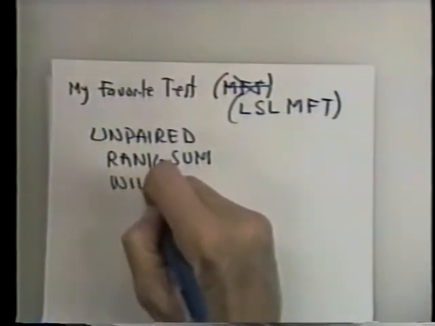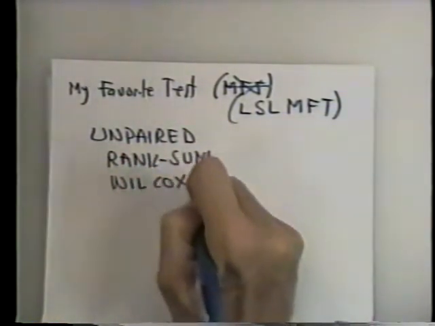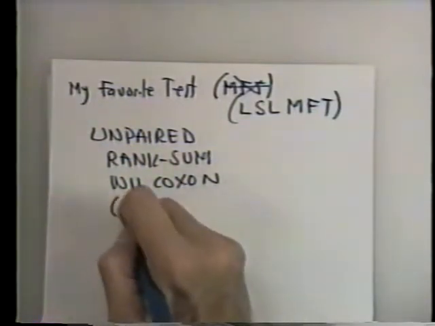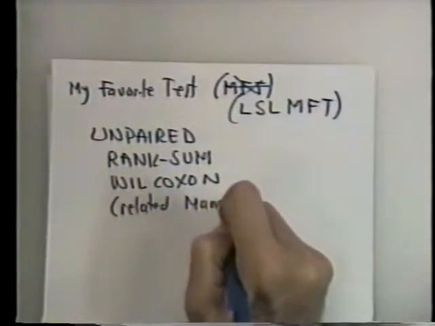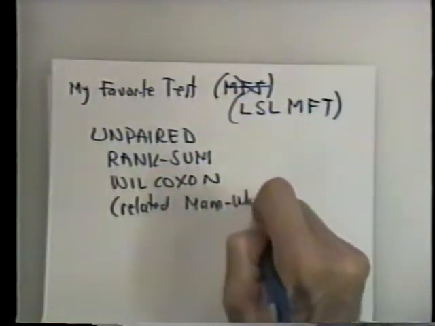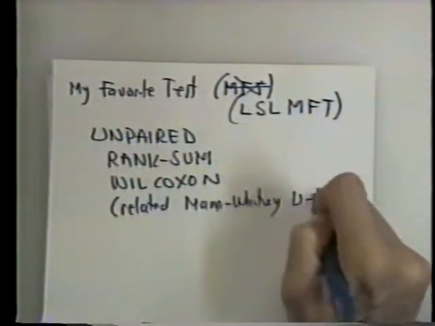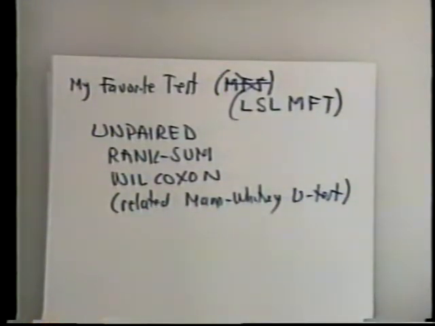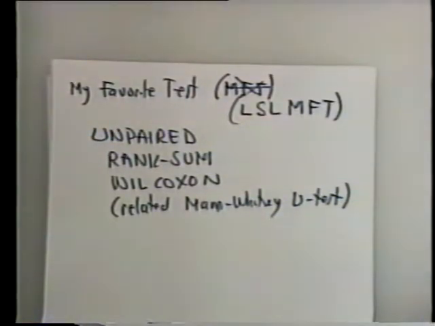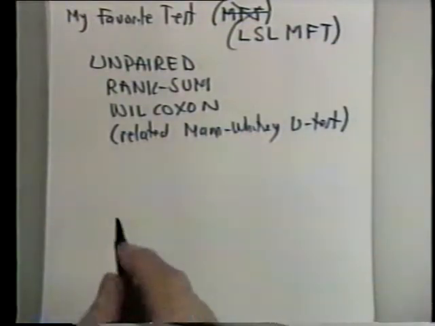This is an unpaired rank sum Wilcoxon, and it is very closely related to the Mann-Whitney U test. What we do here is we have a set of numbers, and this is, I think, the example from the Hollander and Wolfe book.